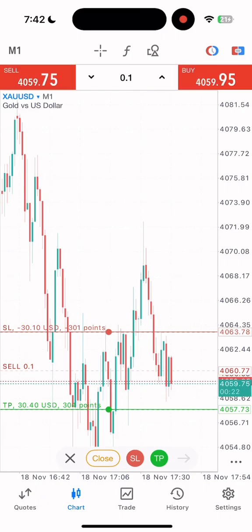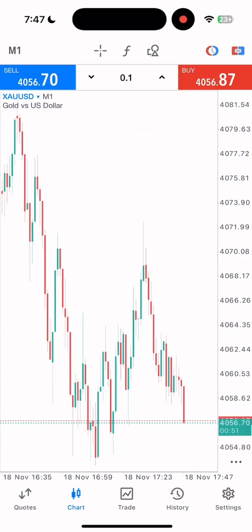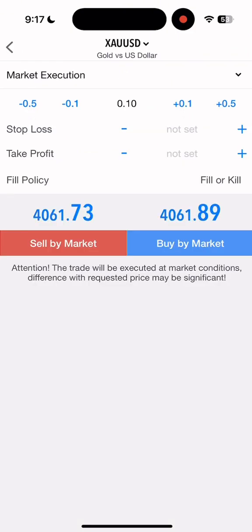I'm going to fast forward the screen recording so you guys could see what ended up happening. 5 minutes later, price dropped and hit our take profit, and we secured another $30. So that was 2 successful trades. We caught one buy and one sell. Now, those were all market execution trades.